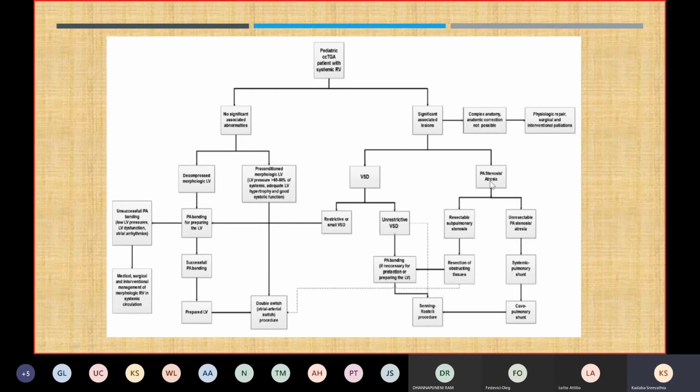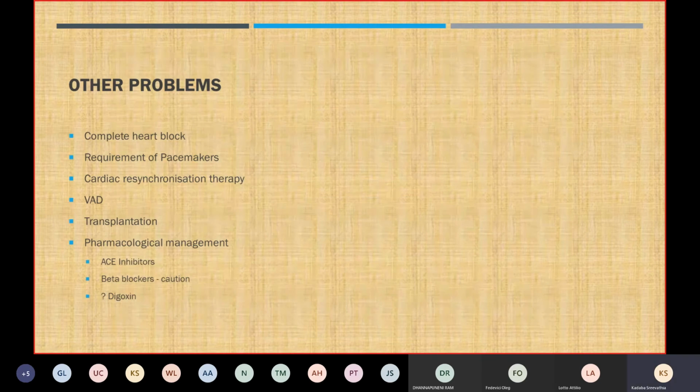If the pulmonary stenosis is significant, either unresectable, or there is pulmonary atresia, it may require a pulmonary shunt at an early age. I have not gone into this palliative procedure; it's the same as any other palliative procedure. Go for a cavopulmonary shunt, and do a Senning Rastelli at a later age. With complex anatomy that is not correctable, you may end up with a physiological repair or a Fontan pathway or whatever. Now, this does not end the complexity or problems with ccTGA.